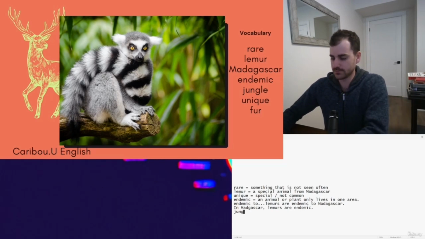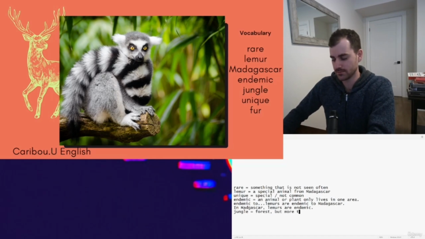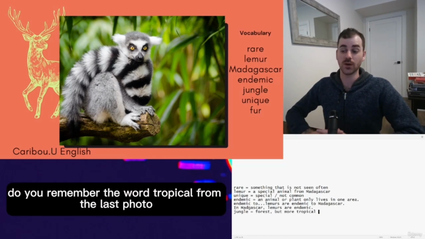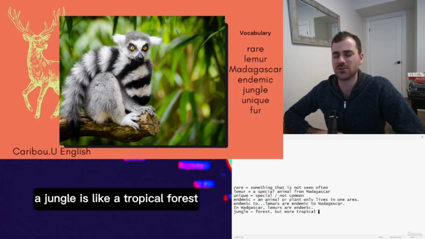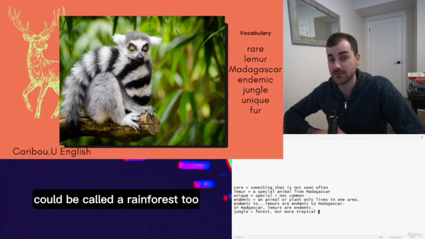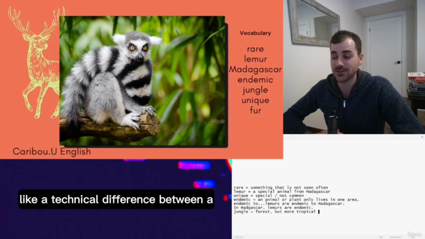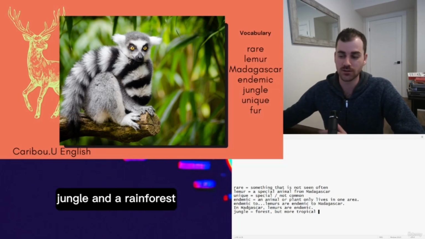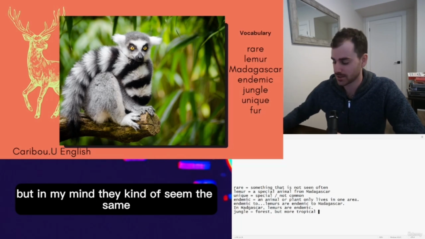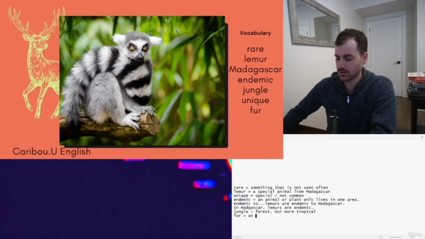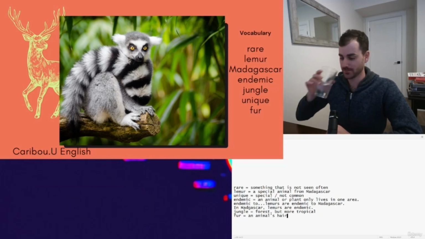Jungle. It's like a forest, but more tropical. If you remember the word tropical from the last photo, a jungle is like a tropical forest. Could be called a rainforest too. Although I don't know if there's a technical difference between a jungle and a rainforest. But in my mind, they kind of seem the same. And fur. It's like an animal's hair.